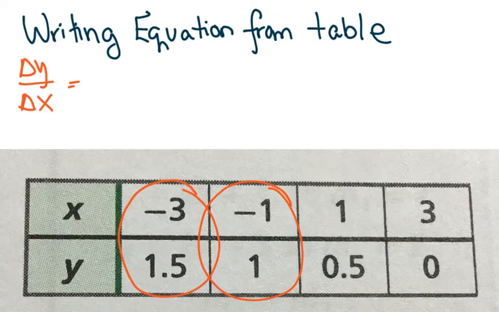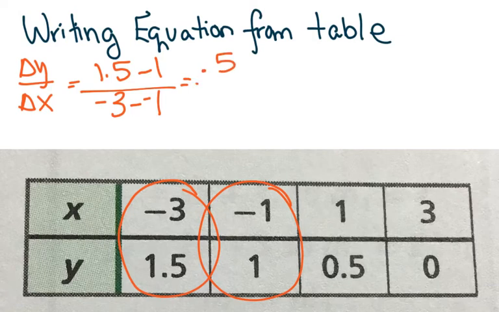All right, so I'm going to go 1.5 minus 1 and negative 3 minus negative 1. All right, 1.5 minus 1 is 0.5. And on the bottom, this turns to a plus. All right, so that is negative 2. All right, a half divided by negative 2.